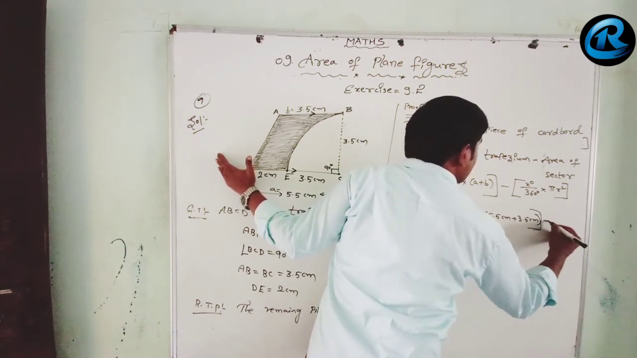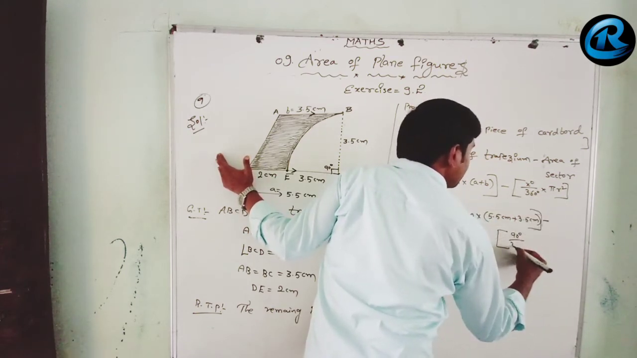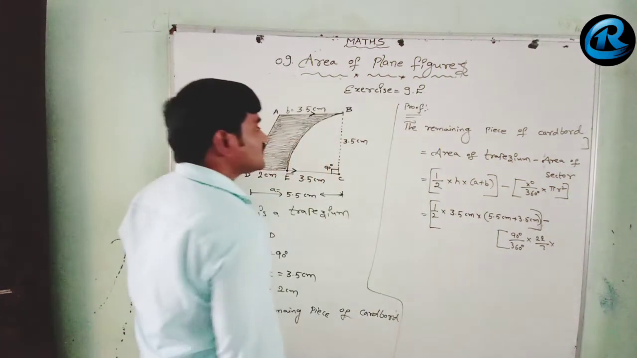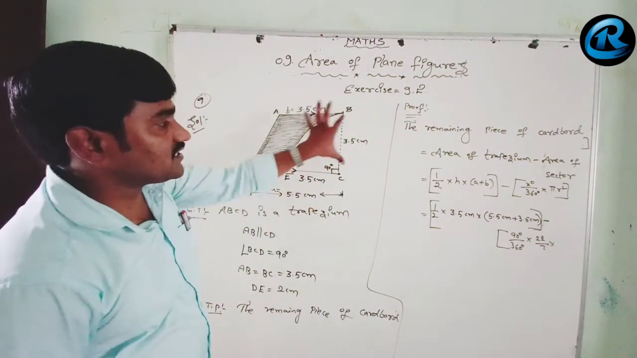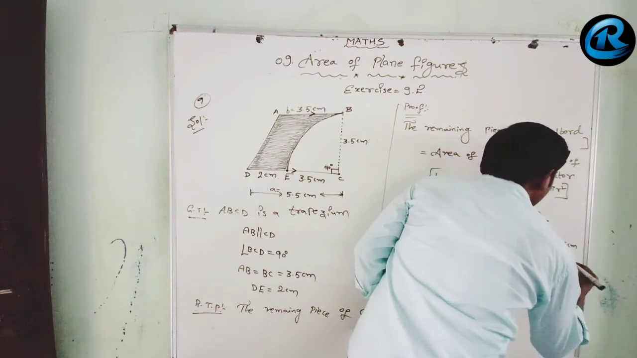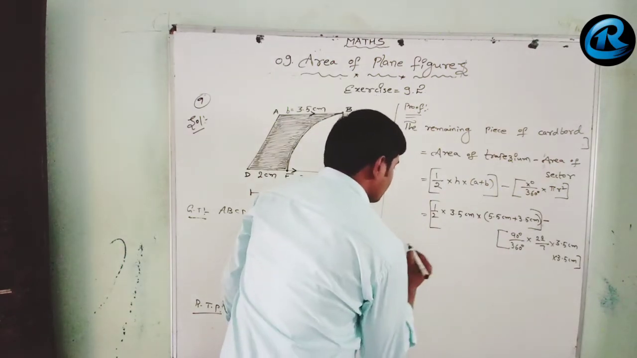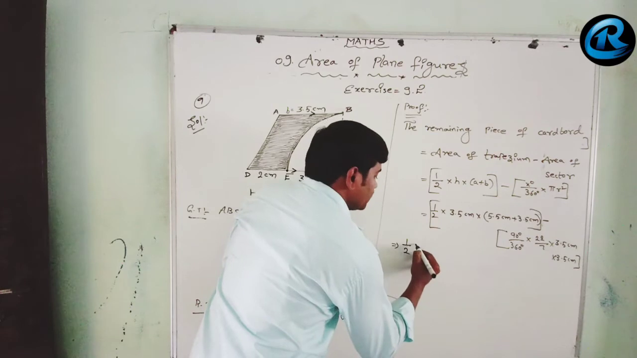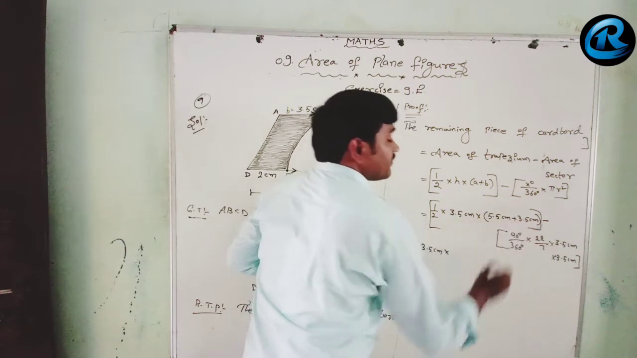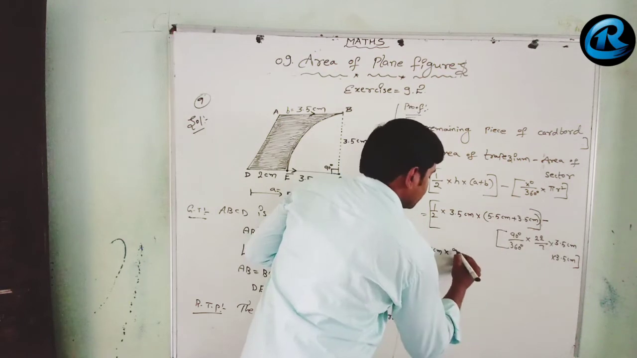Minus here x is 90 degrees by 360 degrees into pi, that is 22/7 into r squared. What is the radius? The radius is 3.5 centimeter, so 3.5 centimeters into 3.5 centimeters. Before cancelling, let us simplify. It is 1/2 into 3.5 centimeters into (5.5 plus 3.5), that is 9 centimeters.